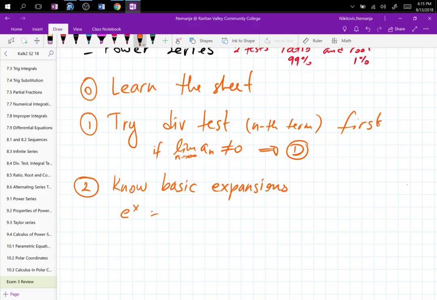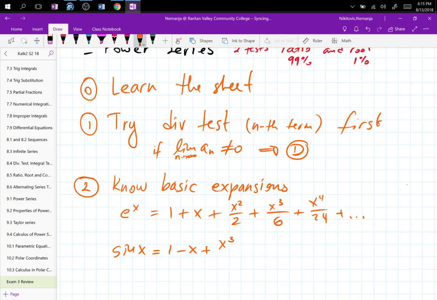e to the x is 1 plus x plus x squared over 2 plus x cubed over 6 plus x to the 4th over 24. You don't have to go as far; generally we like to use 3, 4, 5 terms. There is no reason to remember 17. Let's use 2 factorial, 3 factorial, 4 factorial, and you can figure it out.